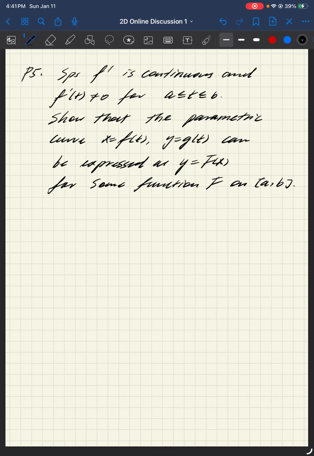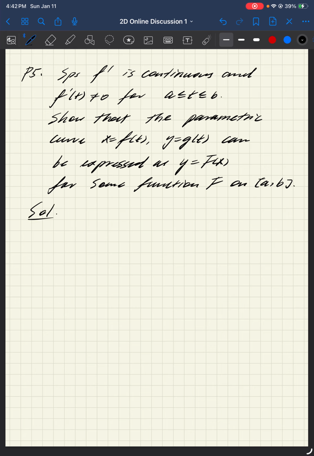So for this next problem, we want to show that if f prime is continuous and f prime of t is nowhere 0 on the closed interval from a to b, then the parametric curve x equals f(t) and y equals g(t) can be expressed as y equals big F(x), where big F is some function on the closed interval a, b.